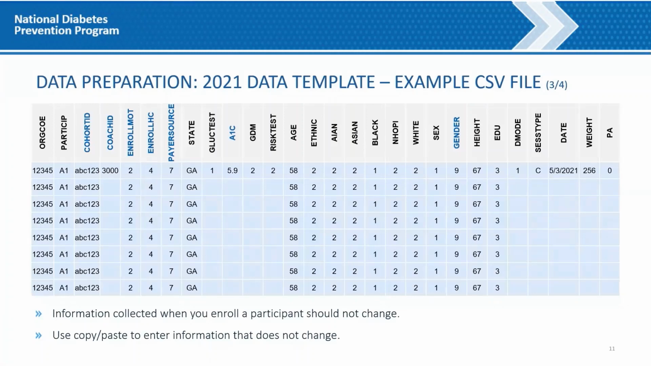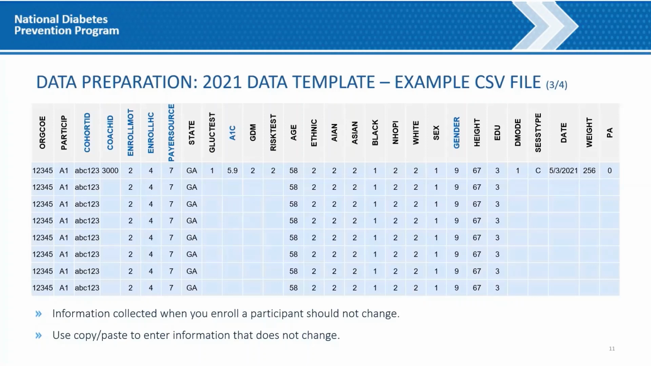Data Preparation 2021 Data Template, Example CSV File, Part 3. Some information collected for participants is not expected to change throughout the participant's time in the program. For example, organization code, participant ID, cohort ID, enrollment month, enrollment health condition, payer source, state, age, ethnicity, race, sex, gender, height, and education should all remain the same from session to session.